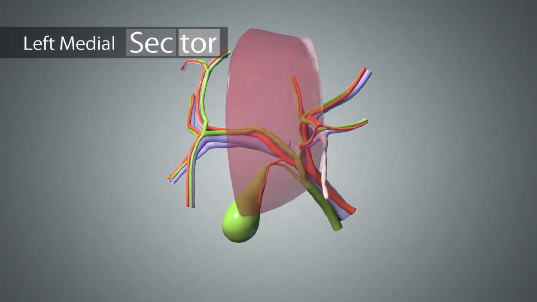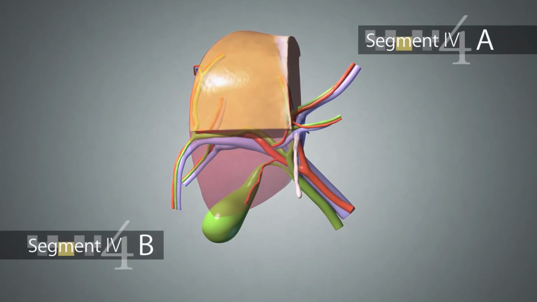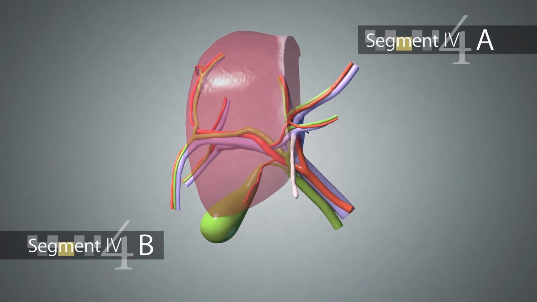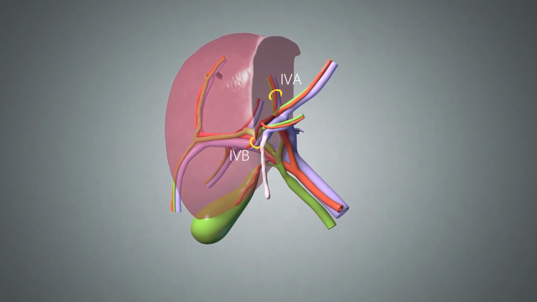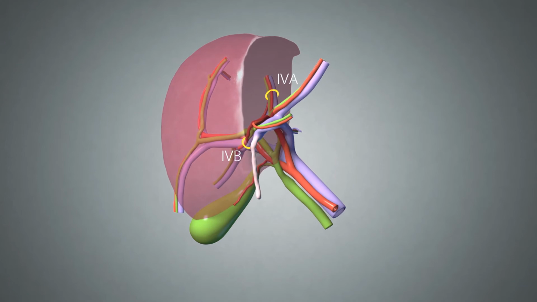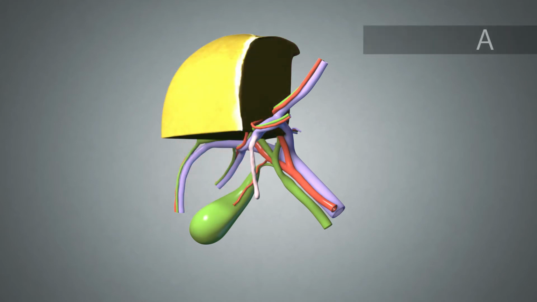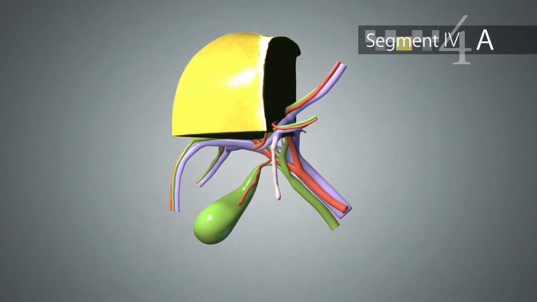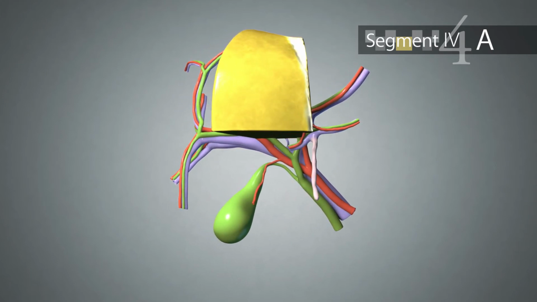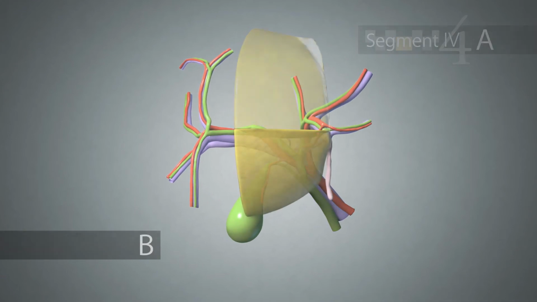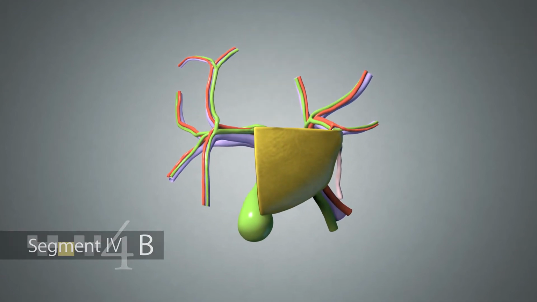The left medial sector is comprised of segments 4A and 4B. Each of these segments is supplied by pedicles coming from the left portal system. The pedicle to segment 4A arises from the left portal vein proximal to the pedicle to segment 4B. When considering the curvilinear path of the left portal vein, the area of liver that is cephalad to the portal vein bifurcation is termed segment 4A, and the area that is caudad is segment 4B.